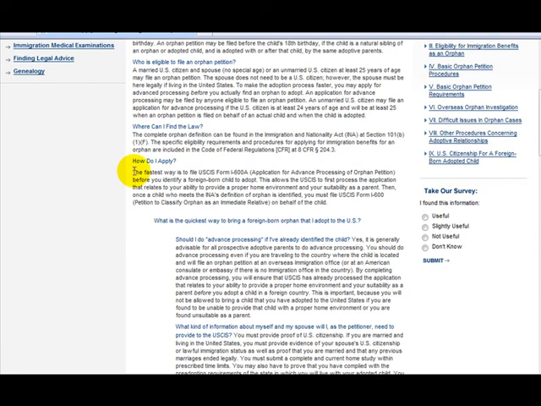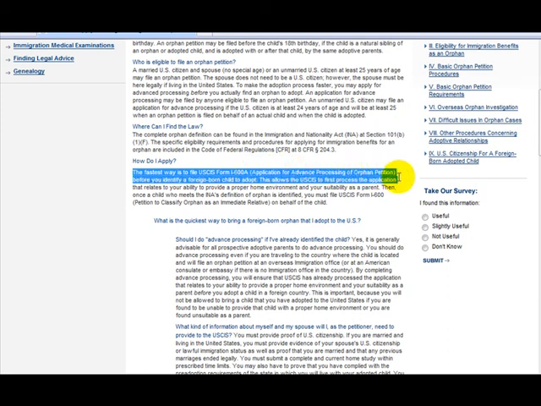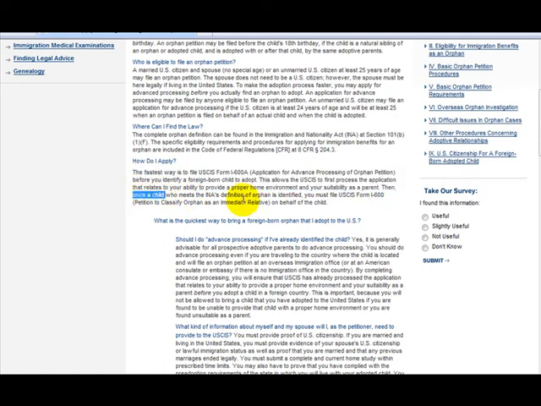Check this out. The fastest way is to file USCIS Form I-600A, Application for Advanced Processing of Orphan Petition, before you identify a foreign-born child to adopt. This allows the USCIS to first process the application that relates to your ability to provide a proper home environment and your suitability as a parent. Then, once a child who meets the INA's definition of orphan is identified, you must file USCIS Form I-600, Petition to Classify Orphan as an Immediate Relative, on behalf of the child.